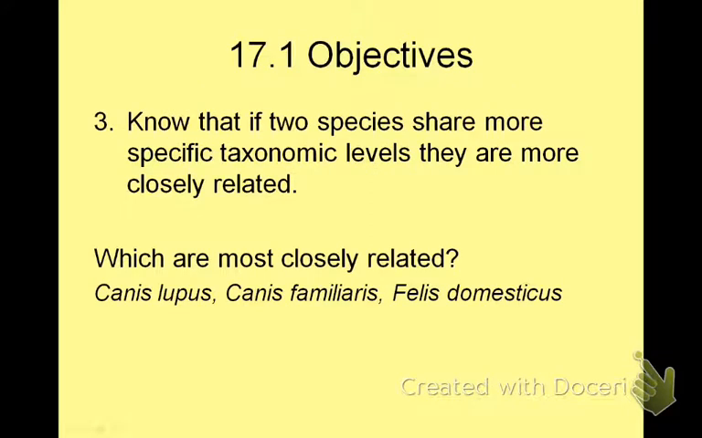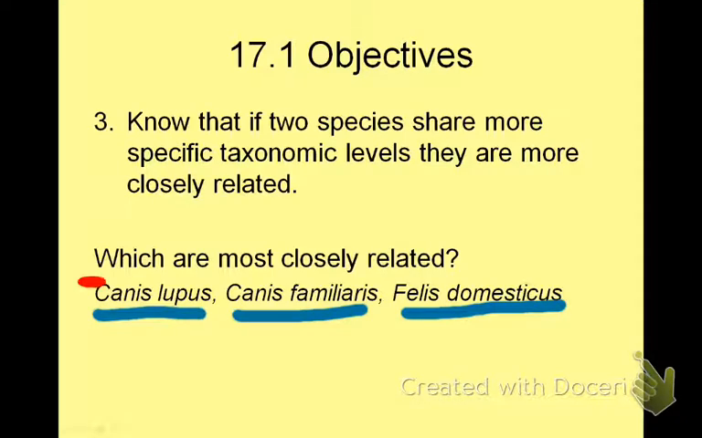Objective 3, you need to know that if two species share more specific taxonomic levels, they're more closely related. So if you look at these three different animals, I'll give you a hint and say that they're animals, you might be able to get some sort of clues from those scientific names. But even if you didn't know what those animals were, or you couldn't get a clue from those scientific names, the fact that these first two share this name right here, the genus name, means that they're more closely related.